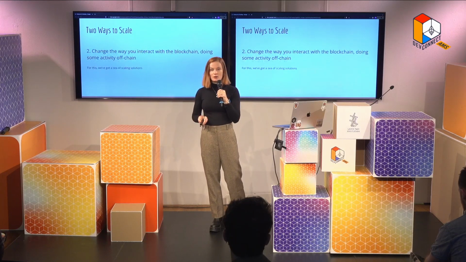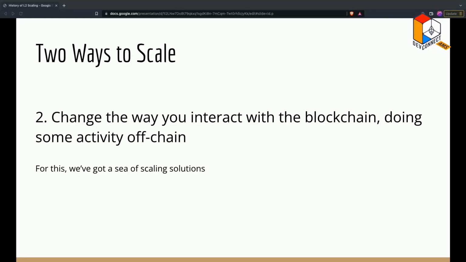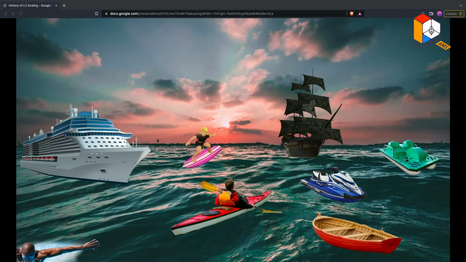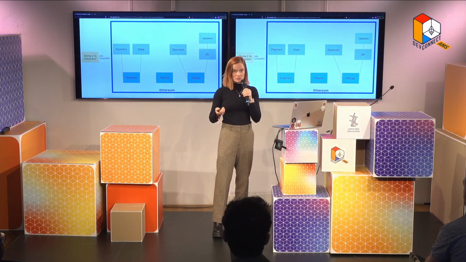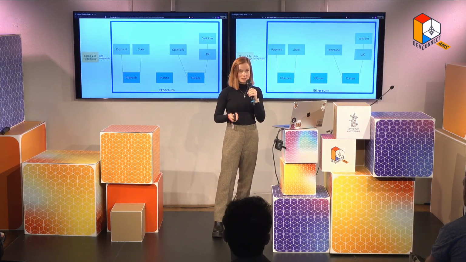The other thing we can do to help scale Ethereum is to change the way that we interact with the blockchain. We can take some of the activity off-chain. And for this, we have a whole sea of scaling solutions. Why so many? Well, they help us do different things, just like different modes of transport help us do different things across different bodies of water. So we've got a whole ecosystem of protocols to help with this.